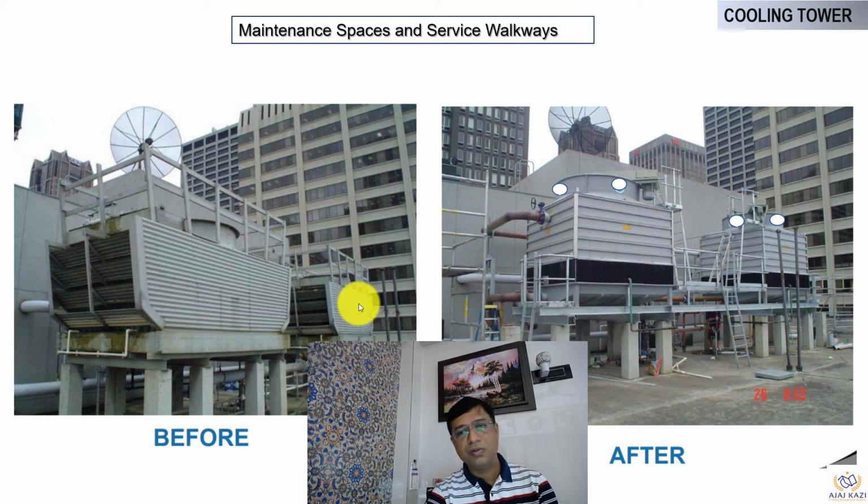Another important part, you can see in both pictures, is maintenance space and service walkways. A lot of elements need maintenance. It can't be like this. It has to be with proper walkways and proper ladders, so that everything is accessible.